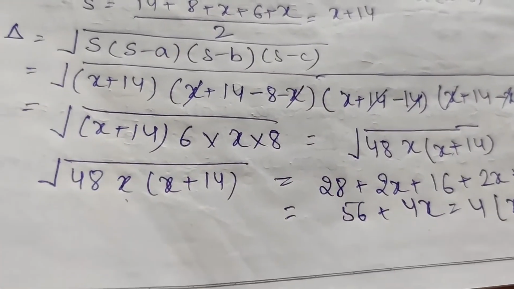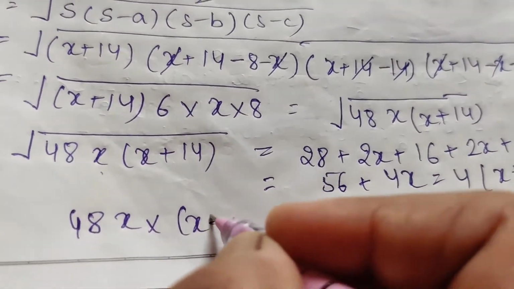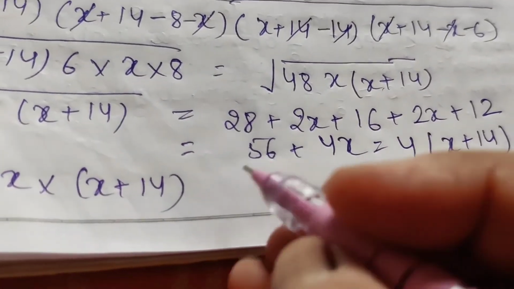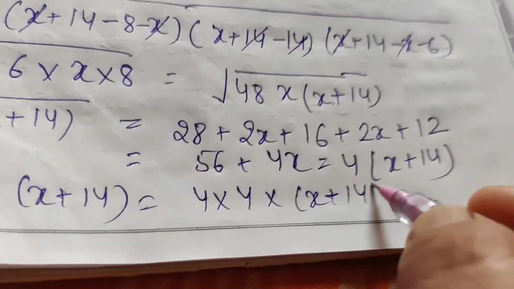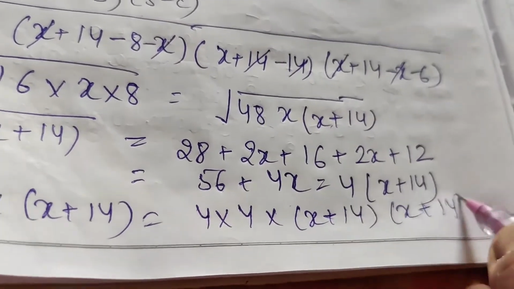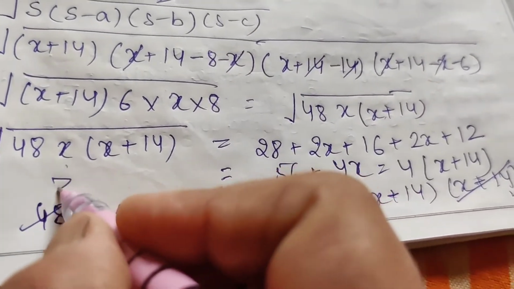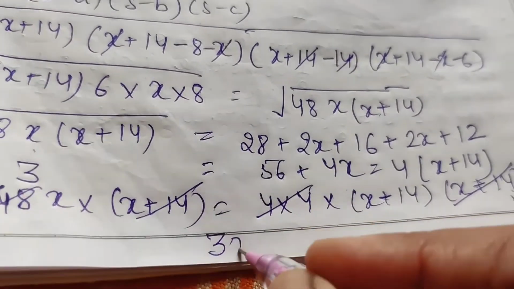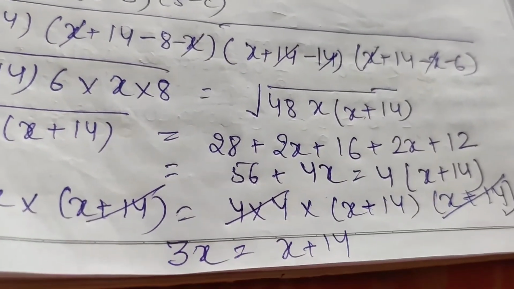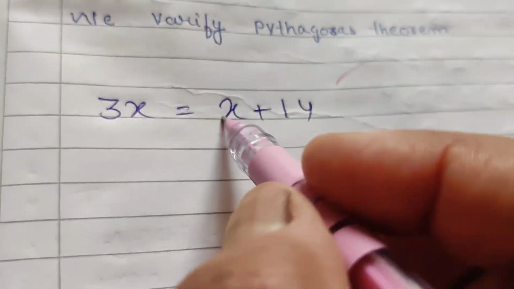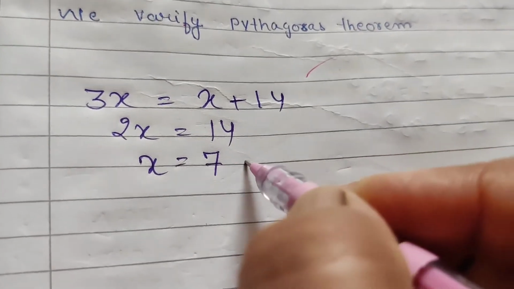Now, squaring both sides. 48x into x plus 14. Squaring means 4 into 4 and x plus 14 into x plus 14. Now simplify this, cancel. 4 4s are 16, 3 16s are 48. Here we get 3x equal to x plus 14. Now solving, it means 2x equal to 14, x equal to 7 centimeter.